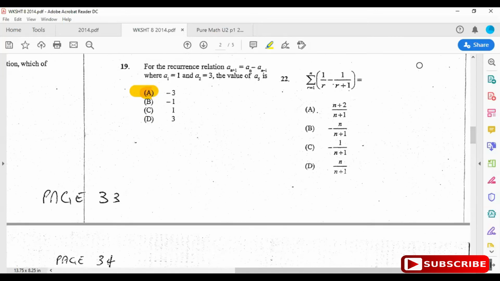Question 22. Now, question 22 is asking us for the difference. We have to use the difference now. So I'm afraid I answered this early, Dina.